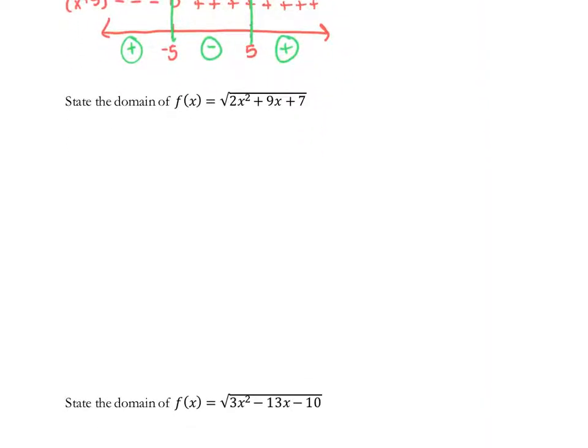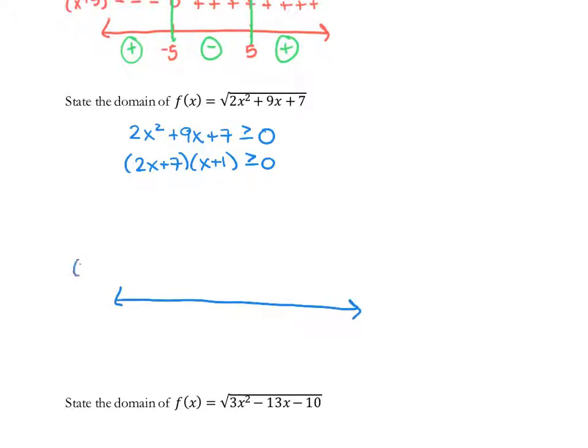Okay, so now we want to state the domain of f of x equals square root of 2x squared plus 9x plus 7. Okay, so again, all right, we have 2x squared plus 9x plus 7 needs to be greater than or equal to 0. Okay, start out by factoring that. When you factor that, you should end up with 2x plus 7 times the quantity x plus 1. Okay, and that needs to be greater than or equal to 0. Again, we're going to use our sign chart.